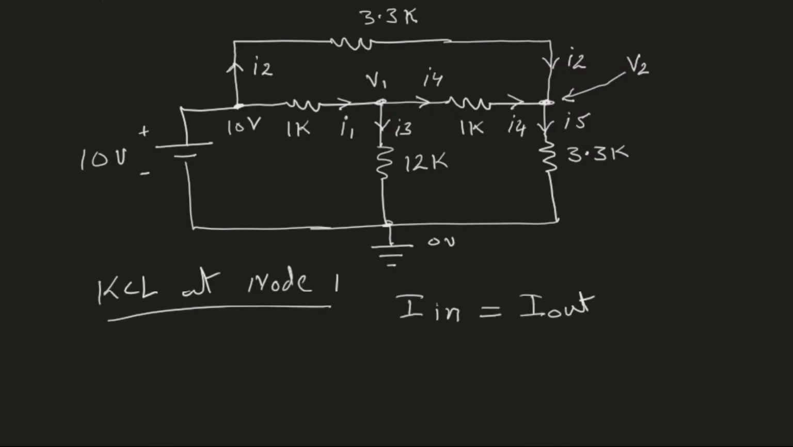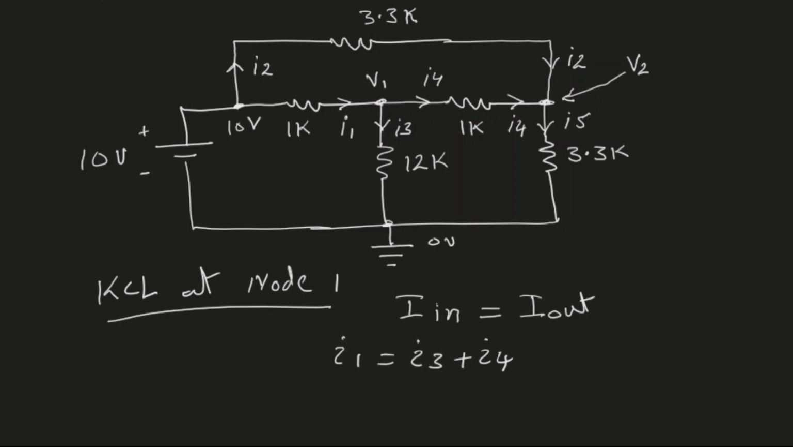I have labeled the directions of current, and at node 1, we can see that the current entering is I1, and the current leaving are I3 and I4. We have previously shown that these current directions are arbitrary. We can choose any direction we want, and that will not change the result. So the current entering must be equal to the current leaving the node. Therefore, I1 should be equal to I3 plus I4.